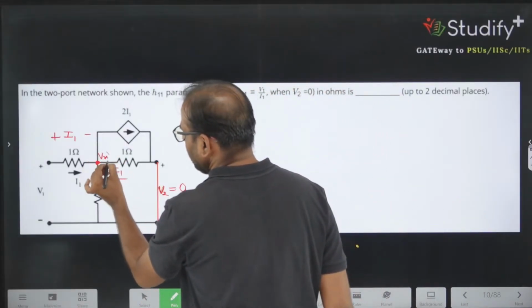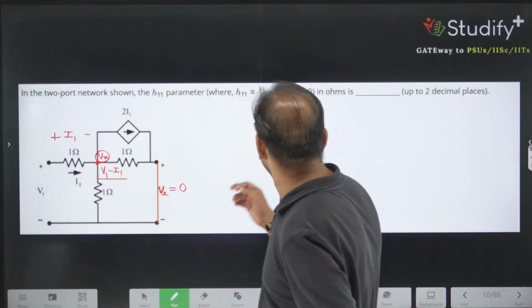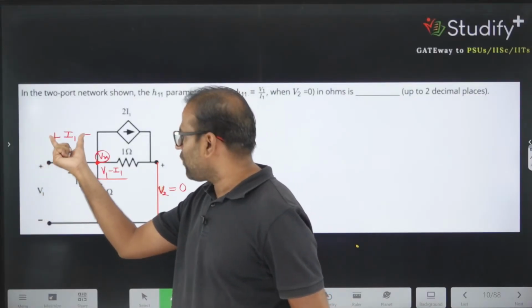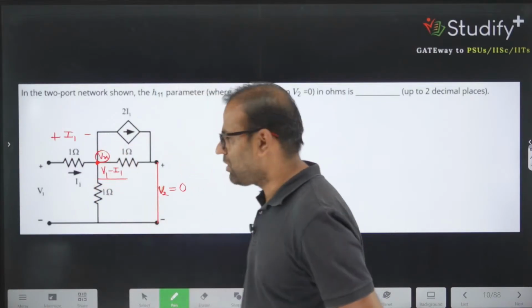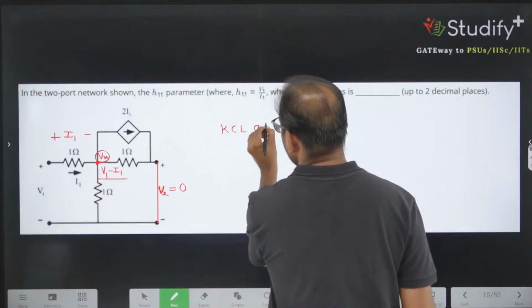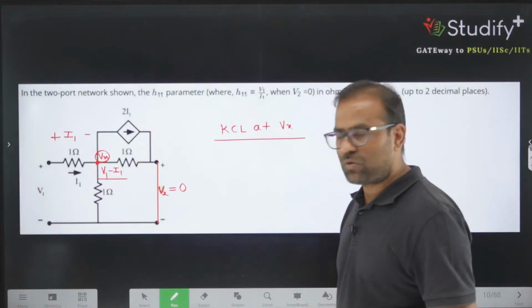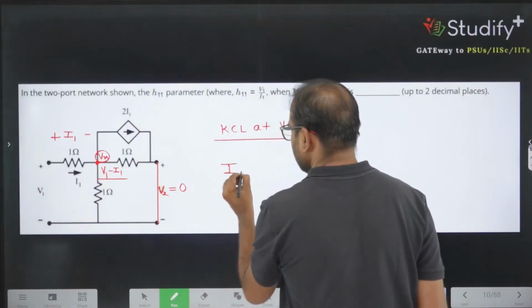So how are we defining the potential? If this applied potential is V1, there is a potential drop of I1. So V1 minus I1 is the potential of the Vx node. Let's apply one KCL at the Vx node. If you apply the KCL at the Vx node, what is the incoming current? The incoming current is I1. So let's write this current as I1.